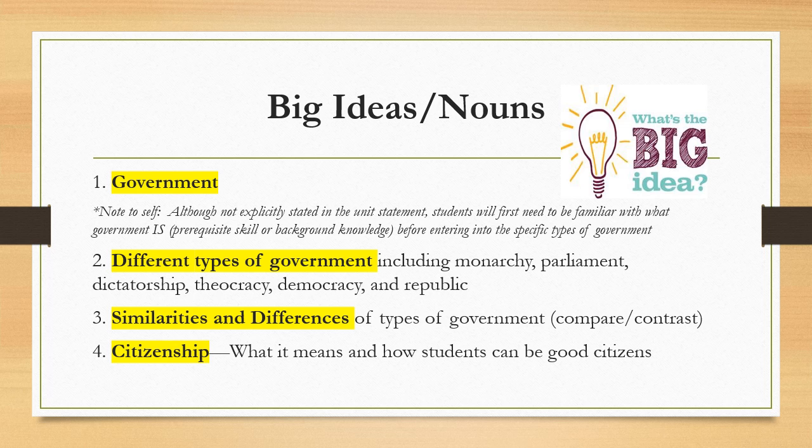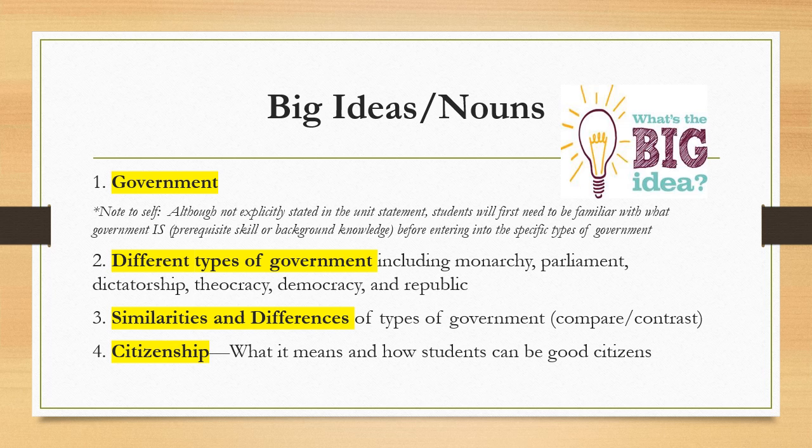The big ideas and nouns from the standard can really be grouped into 4 different categories. Although number 1, government, is not explicitly stated in the standard, it really is one of those things that has to be covered first before they can even get into different types of government. So I've listed that as number 1 of the big ideas and nouns, just understanding government.